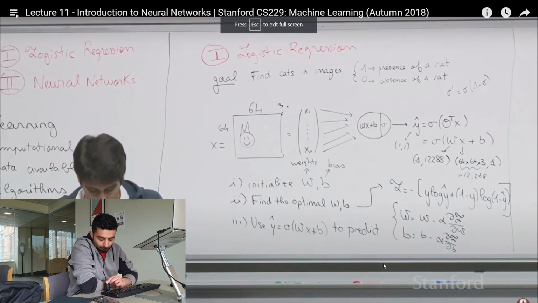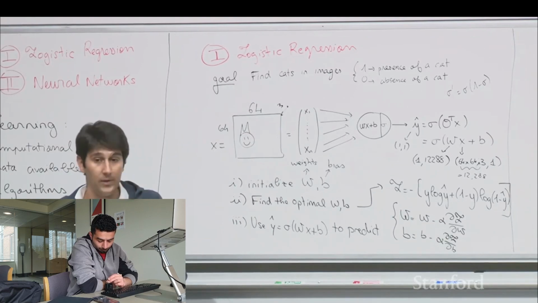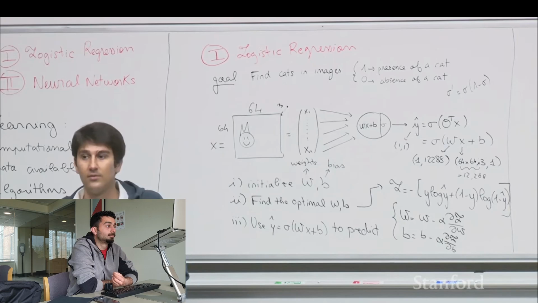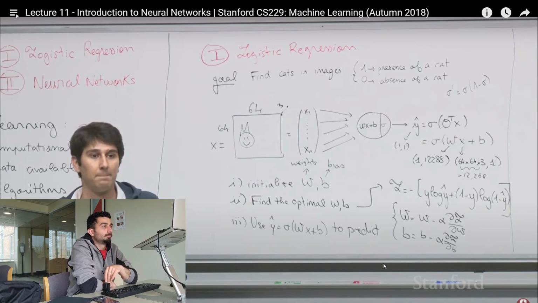So the few things that I want to touch on here is, first, how many parameters does this model have, this logistic regression? W and B, right? They are the only ones. So 12,288 plus 1, if you have to count them.